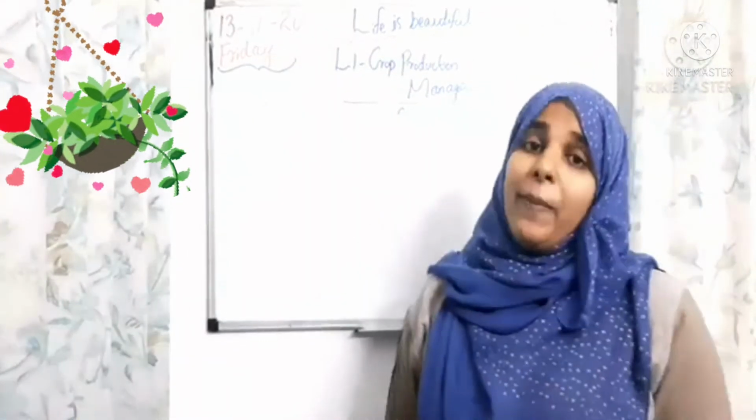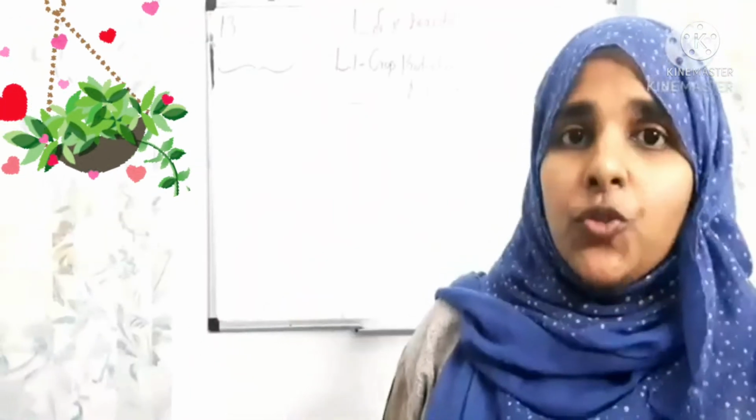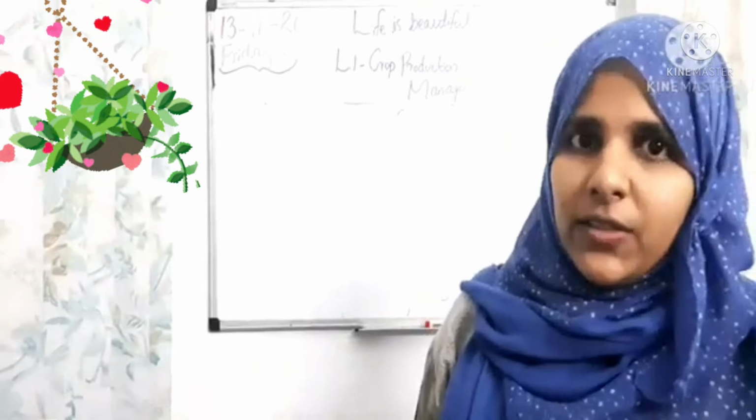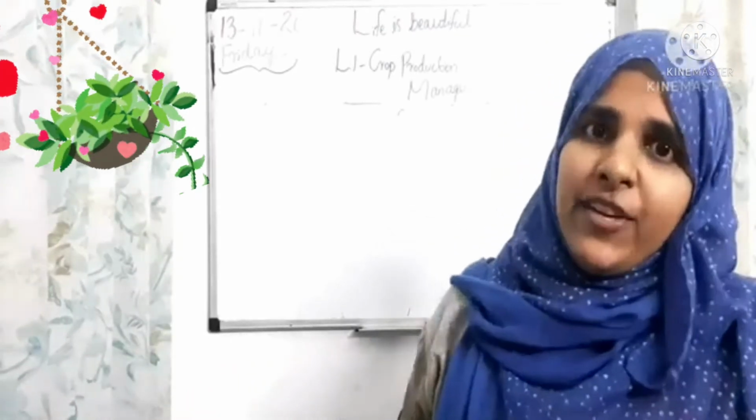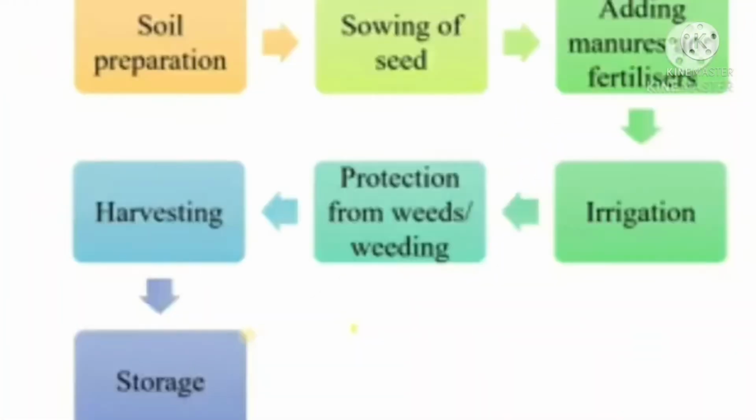So for better cultivation of crops, we have to use some practices in our field. What are they? We can check that. Some practices for cultivation are preparation of soil, then sowing, then adding manure and fertilizer, then irrigation, then protection from weeds, then harvesting. After that, we have to store the food. That is storage. So these are the main agricultural practices we use in cultivation of crops.